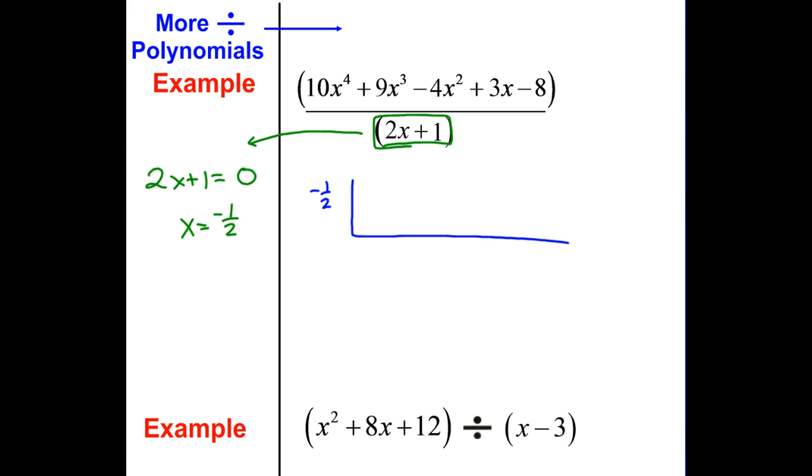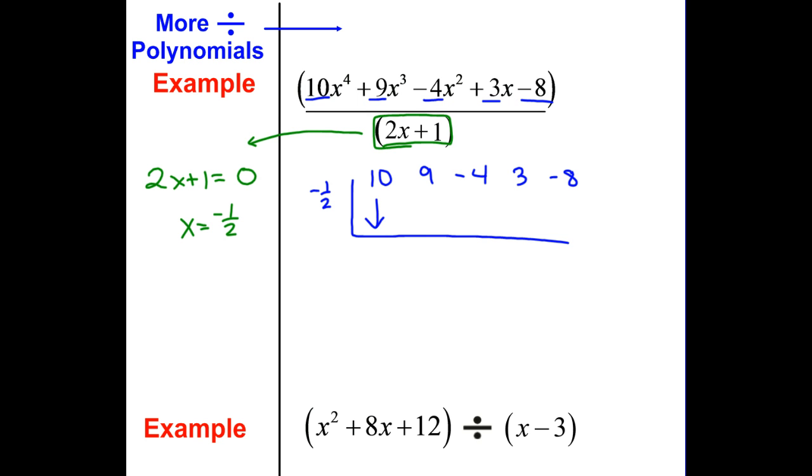Now again, we go find our coefficients, counting down 4, 3, 2, 1, 0. So we have fourth degree, our coefficient is 10. Our third degree, our coefficient is 9. Our second degree, our coefficient is negative 4. Our first degree coefficient is 3. And our 0th degree, our coefficient is negative 8. So 10, 9, negative 4, 3, negative 8.